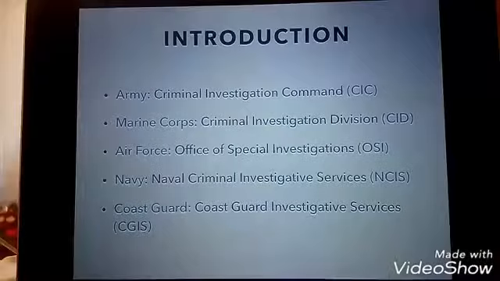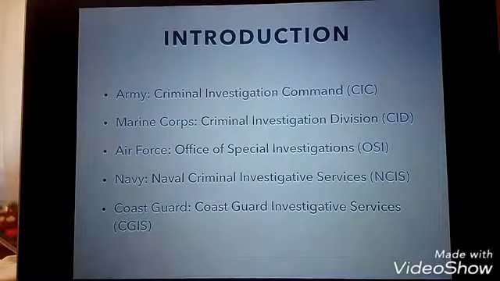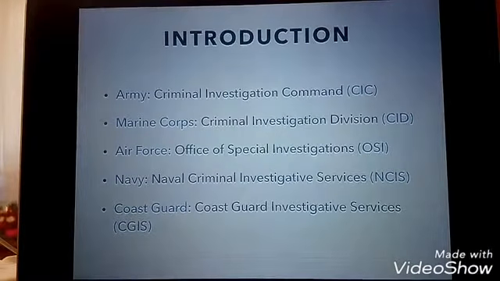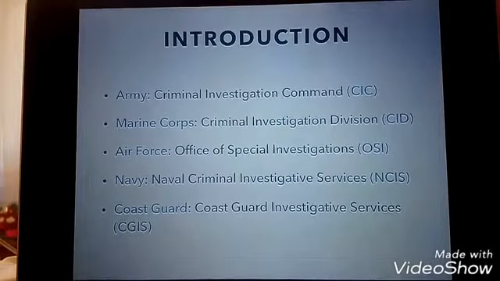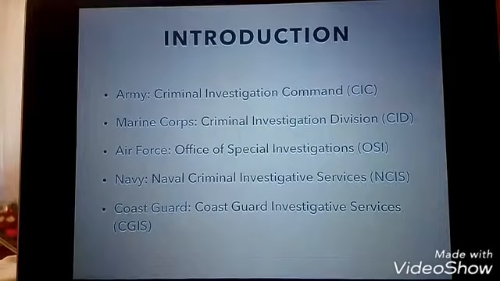Anyone who served in the military knows that even with the best plans and training, things can end up going sideways. That's where military investigations come into play. There are also various investigating entities within the military depending on the incident and type of investigation. For example, Criminal Investigation Command, Criminal Investigation Division, Office of Special Investigations, Naval Criminal Investigative Services, or Coast Guard Investigative Services. Let's talk about the main types of criminal investigations in the USA.